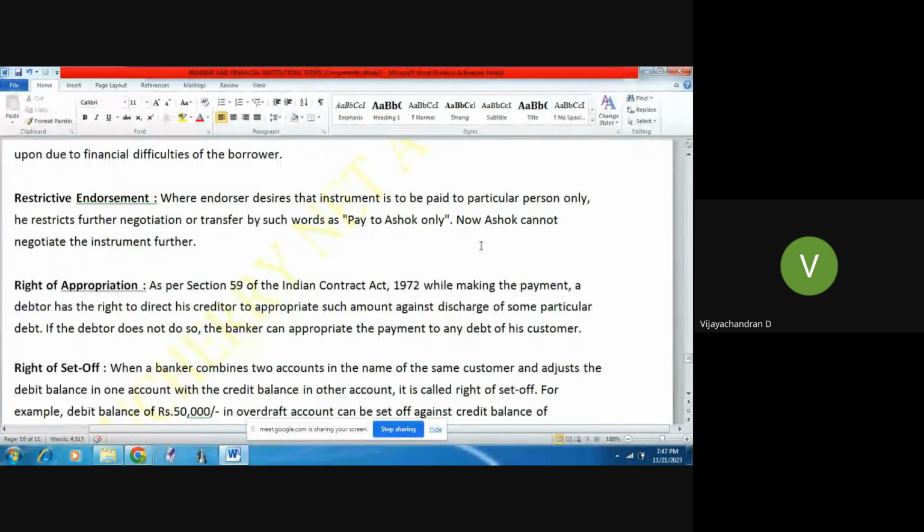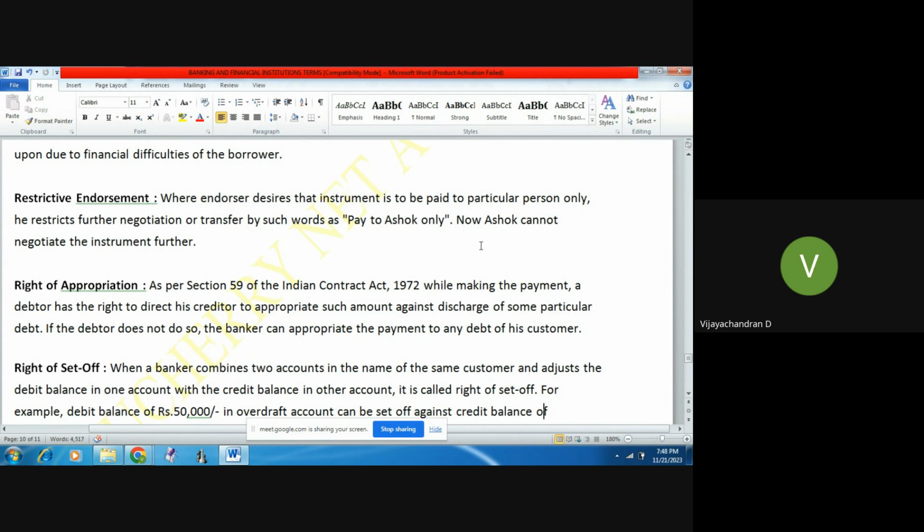Right of appropriation. This is coming under Contract Act 1970. So what is the right of appropriation? Here, the debtor means the borrower. The borrower has a right to direct his creditor to appropriate such amount against discharge of some particular debt. So the debtor may adjust with the other loan. Suppose A lending loan to B, so this loan will be adjusted with the C's loan. That is known as appropriation.